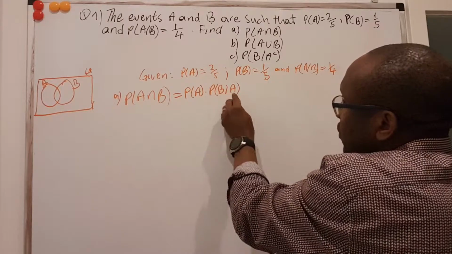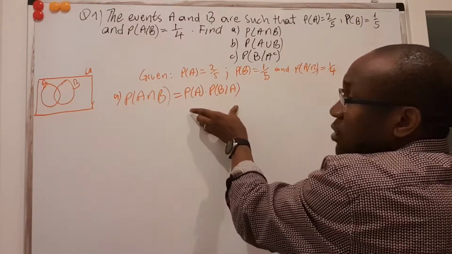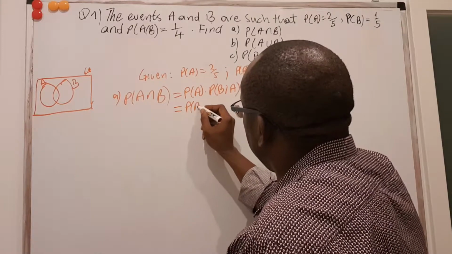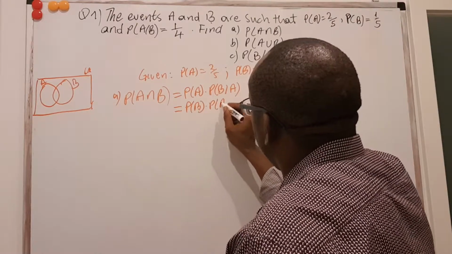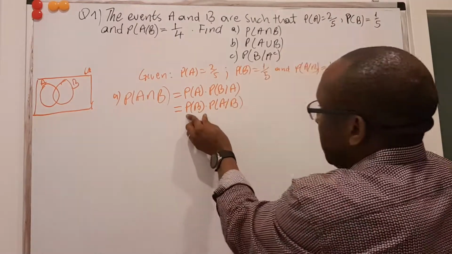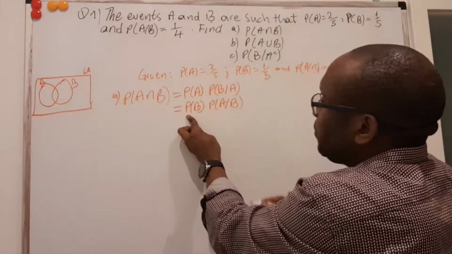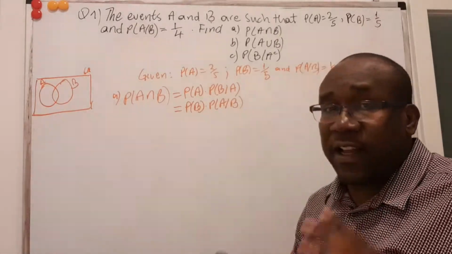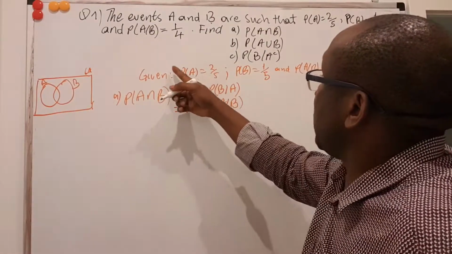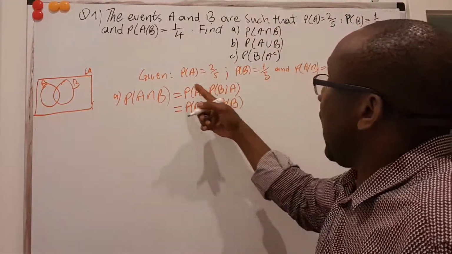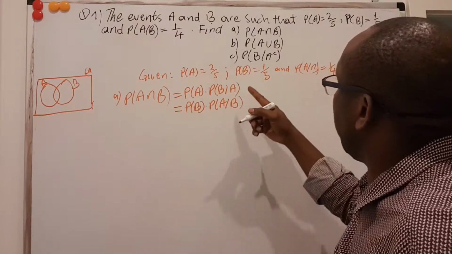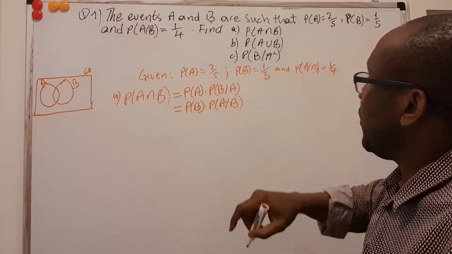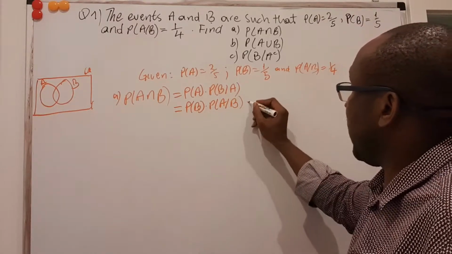So don't reverse it. It's not A given B here; that's not correct. Of course, the other version exists. That is P of B times P of A given B, because B has already occurred here. Both of these forms will provide you the same correct answer. So it's just left to look at what is given to you and decide which of these to use. For example, in this question, we are given P of A given B, so the second option is the preferred one.